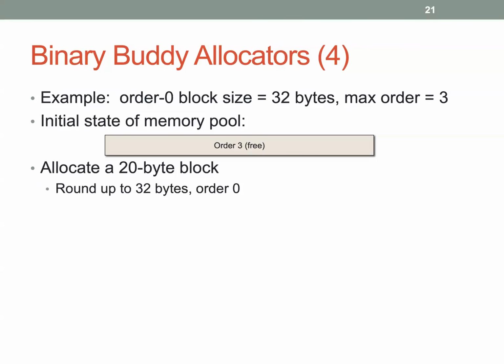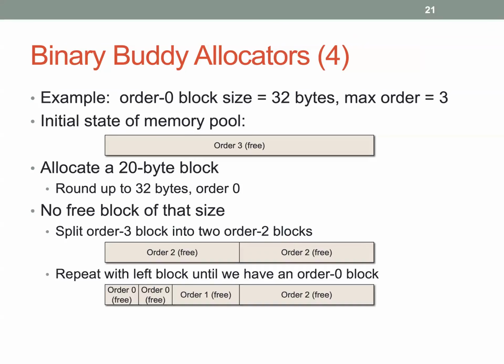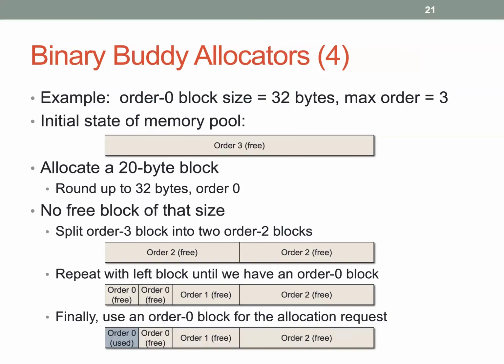So for a 20 byte block, you round that up to 32 bytes, and you say, okay, that's an order 0 block, but we don't have any. So we need to split this order 3 block down until we have some order 0 blocks. You split the order 3 block into 2 order 2 blocks. You split the left order 2 block into order 1 blocks. You take the left order 1 block, split it into order 0 blocks, and now you have something to satisfy the request.